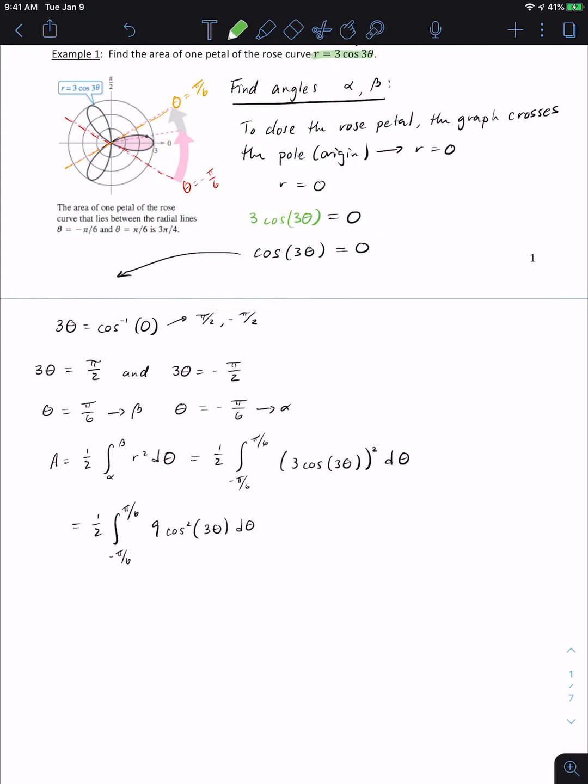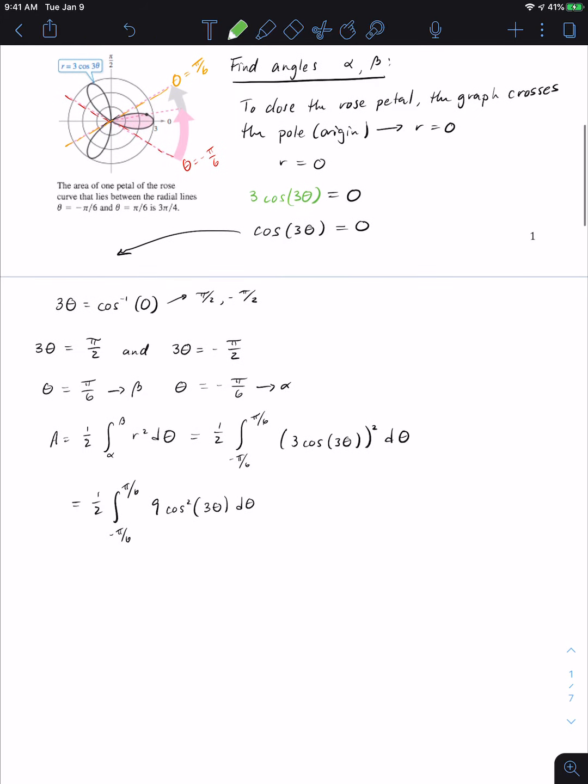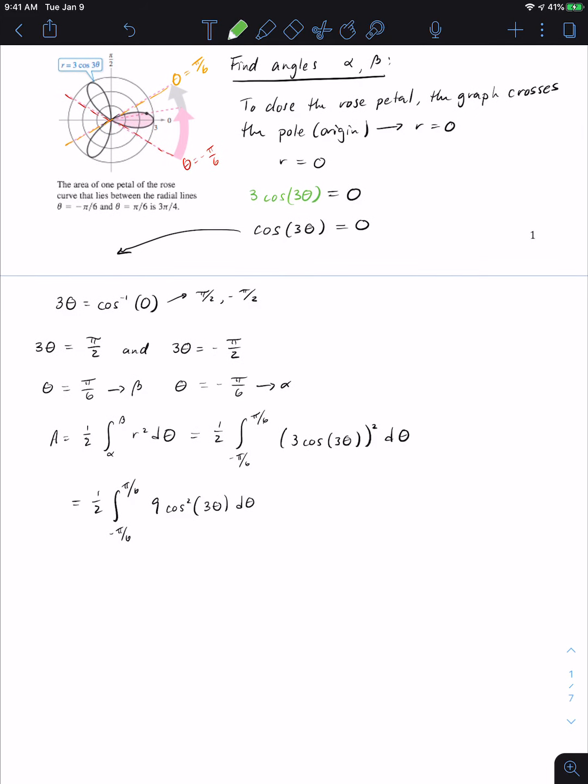And now what I'm going to do, I've got cosine squared, right? And I'm not really familiar with how to integrate cosine squared if I don't have a sine factor outside. But what I can use is the power reduction formula. And in this section, we're going to use it a lot. So the power reducing formula. And what is the power reducing formula for cosine squared?